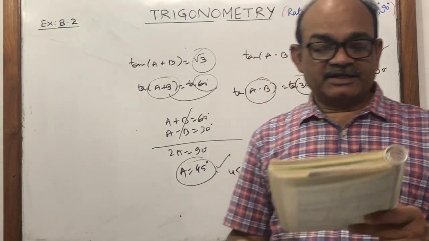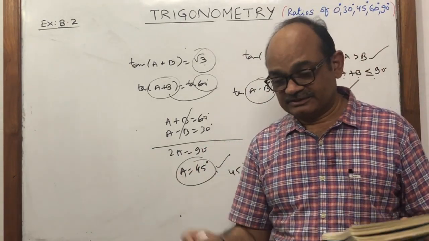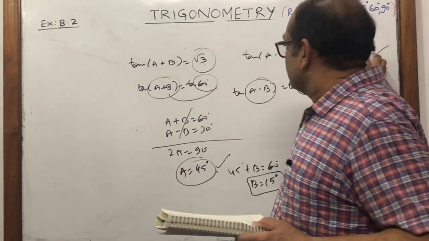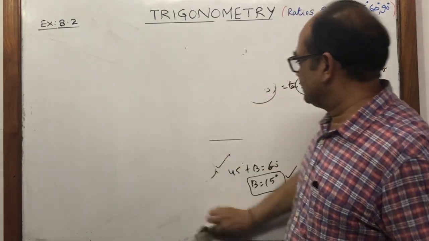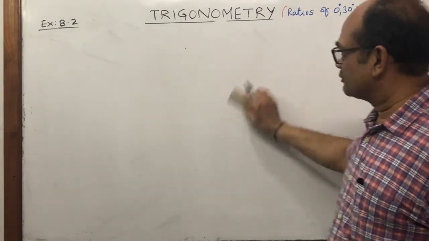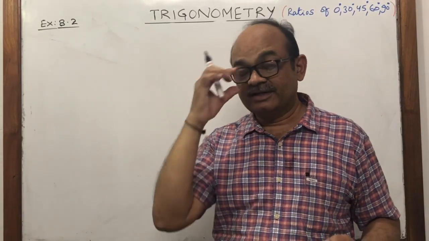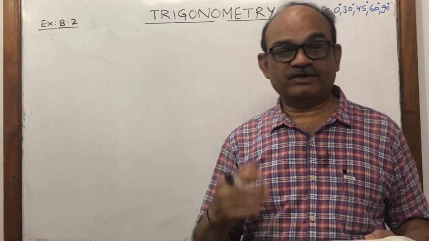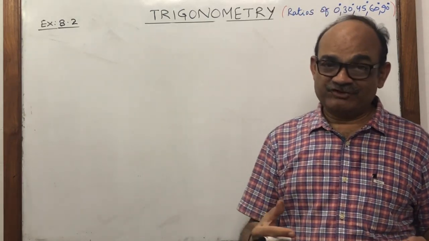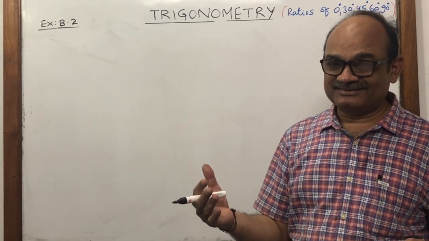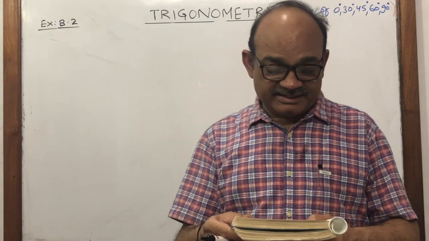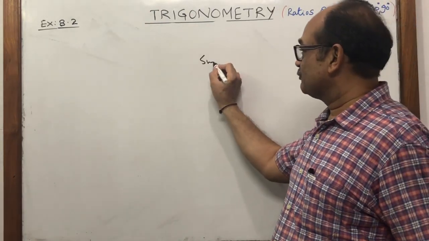Next is: state whether the following are true or false and justify your answer. These type of questions are conceptual questions. If your concept is very clear, then you can give very good answers. Good for competitive exams, for NTSE, KVPY, Olympiads. Sin(A plus B) is sin A plus sin B. First option.